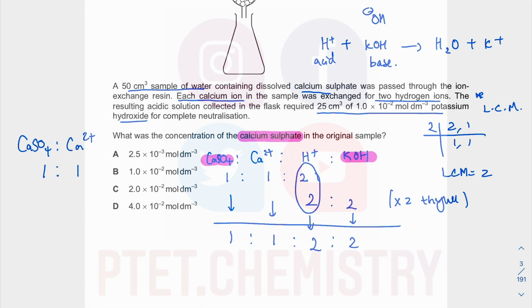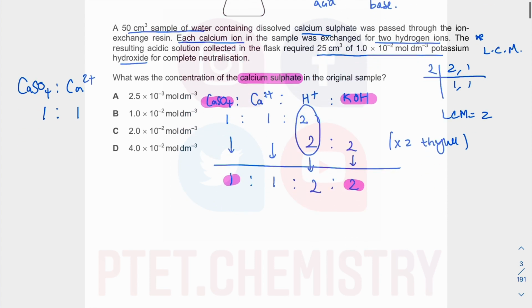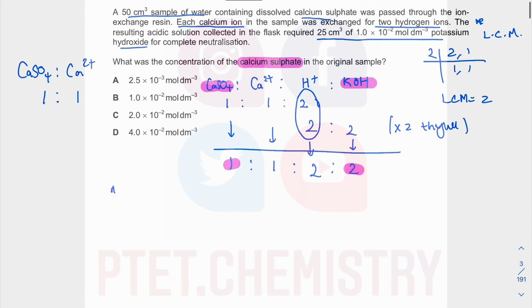They want this, and we are given the KOH information, all right? So we have already established the mole ratio, just like that. So the mole of the CaSO4 is to the mole of the KOH. You will know I like to use fraction from all my other tutorial videos on ptet.chemistry because I never go wrong with it, all right?